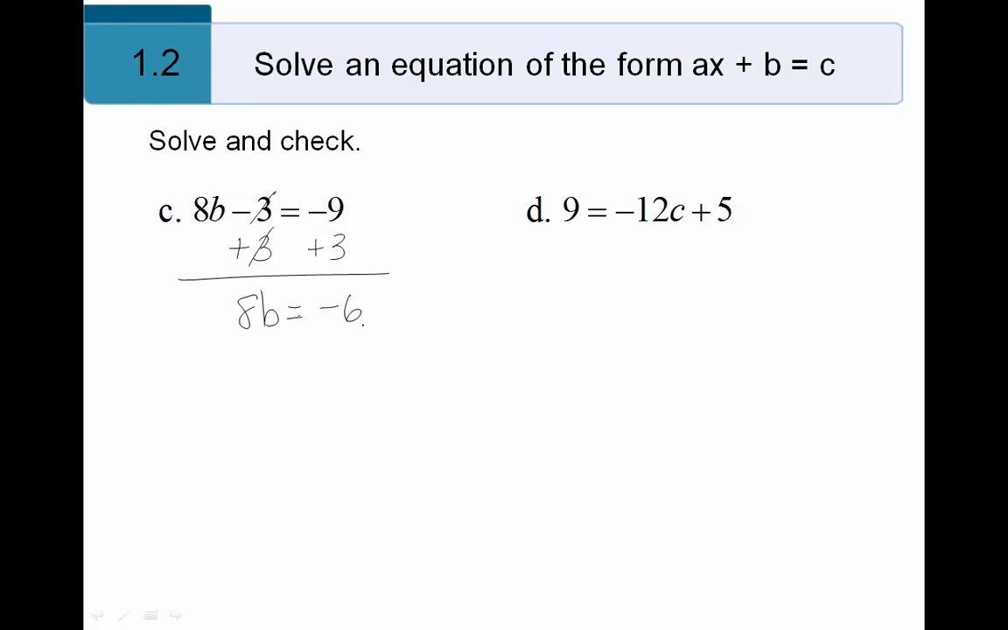Step 2 and 3 are complete. We have the variable on one side, the number on the other. The fourth and final step is to remove the coefficient. To do that, we'll divide both sides by 8. That gives me 1b, or b is equal to negative 3/4.